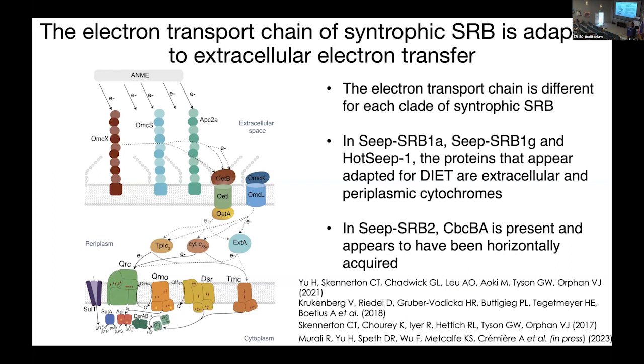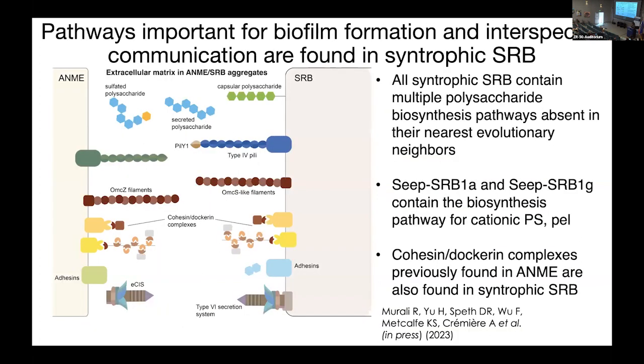And this is kind of our analysis based on all the phylogenomics and comparative genomics. We can see that this electron transport chain is different in each clade of syntrophic SRB, and we can also show that in each of these different clades, different things are adapted. In the three clades, CPSRB 1A, 1G, and HotSeep-1, all that's adapted is the extracellular space in the outer membrane and some of the periplasmic cytochromes. In CPSRB2, what you also needed to change are the inner membrane proteins. So basically what it's telling you is that they're taking different evolutionary trajectories to their final goal of forming a syntrophic partnership.